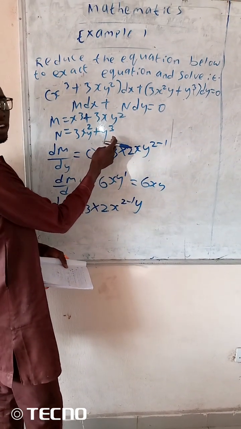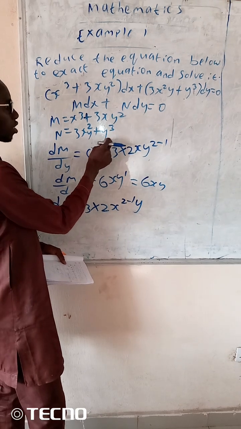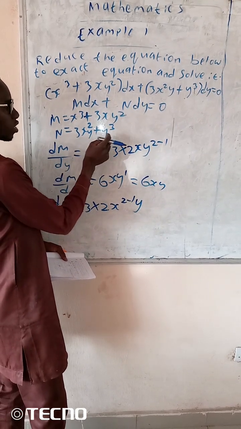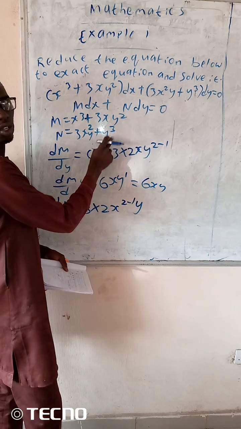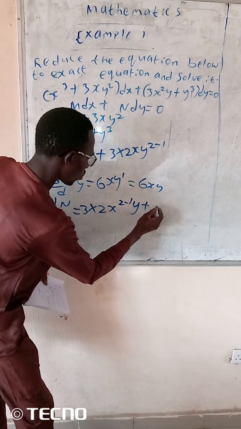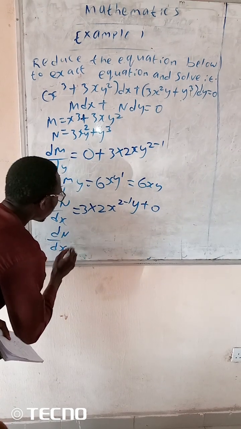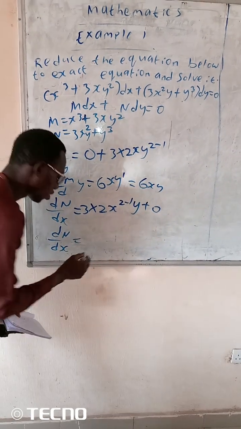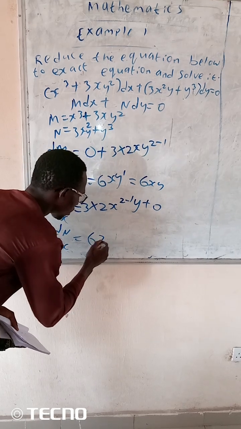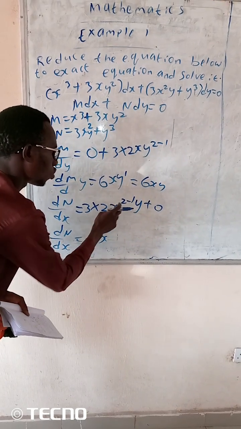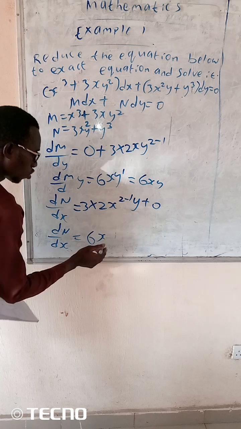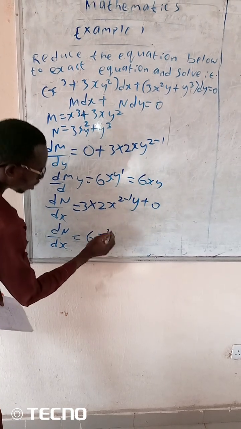Plus, okay, if we differentiate this with respect to x, if we differentiate n with respect to x, here does not have what? X, so automatically it becomes what? It becomes 0. We have plus 0. So what do we have now? We have the n, the x, equals 3 multiplied by 2 makes 6. We have x, right? 2 minus 1 is 1. So we have raised power 1, then we have y.